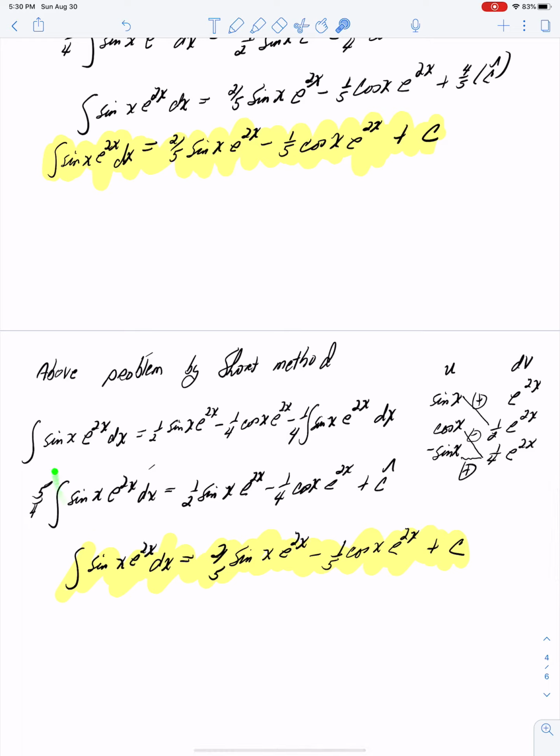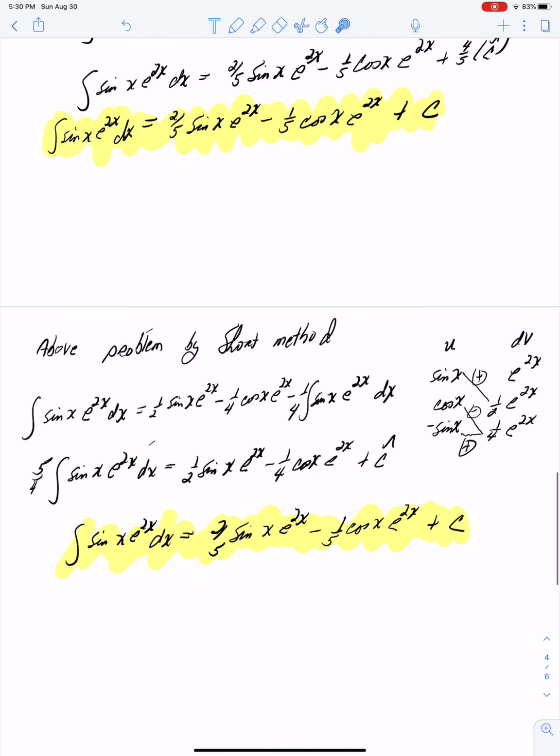Here's the short method. If you recall the short method, you start with the problem and you decide what u is going to be. Now, last time I said it didn't matter if u is the trig function or u is the exponential, and that's true. It's going to work out regardless. But let's let u be sine x like we did above. Then dv has to be everything else, so that's e to the 2x dx. Remember, in the short method, we don't write dx, we just write e to the 2x.